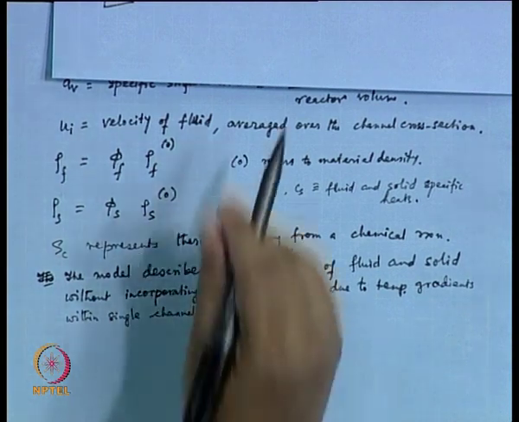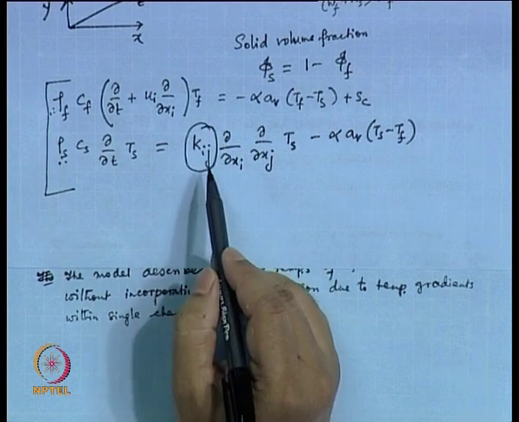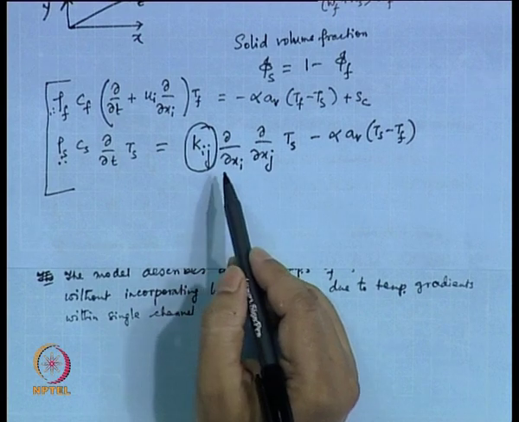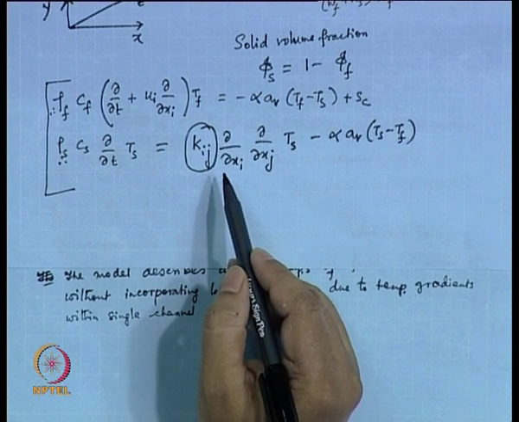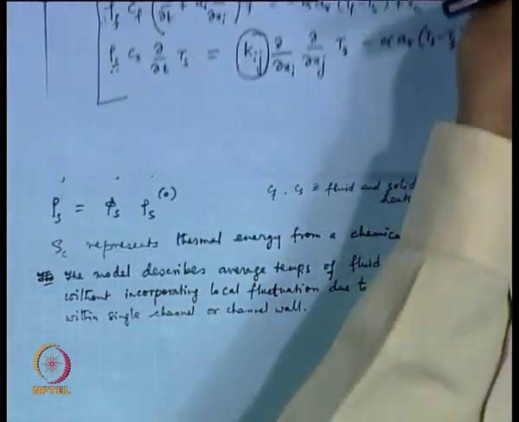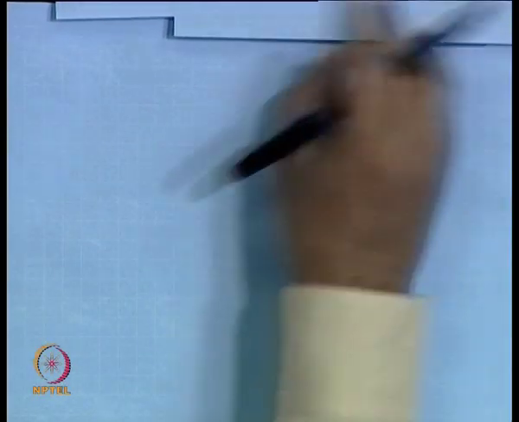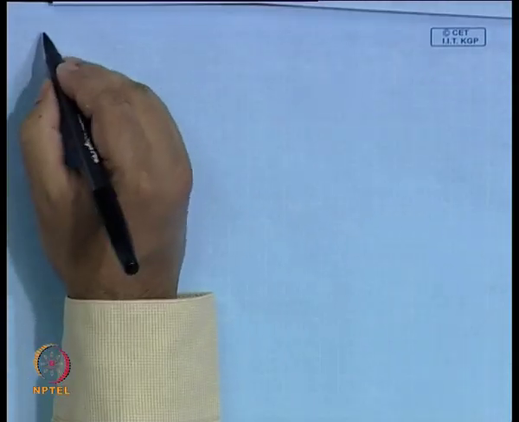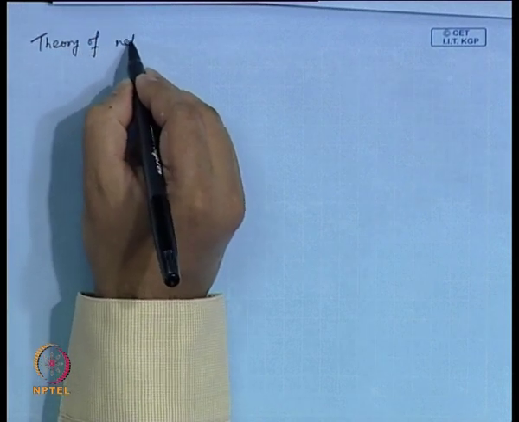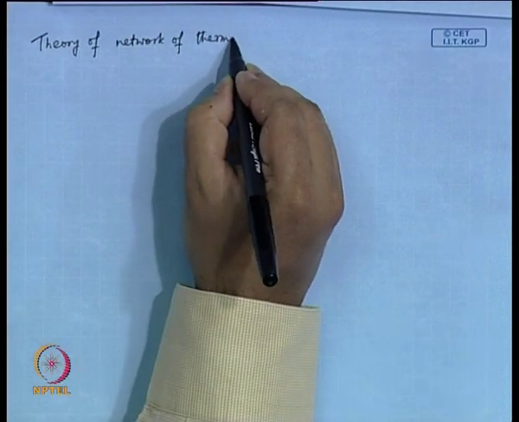Then now the question would be how you handle this Kij, this term. How will you get Kij? This is neither a property of the thermal conductivity of the solid material, it cannot be treated that way. So, what researchers have done is they have used something called a theory of network of thermal resistors.